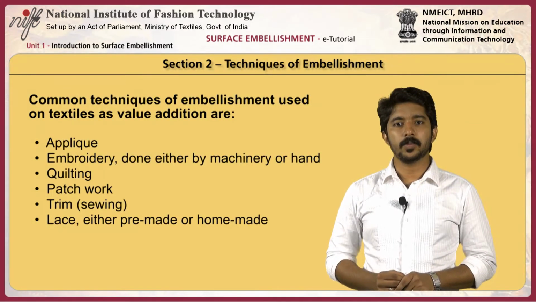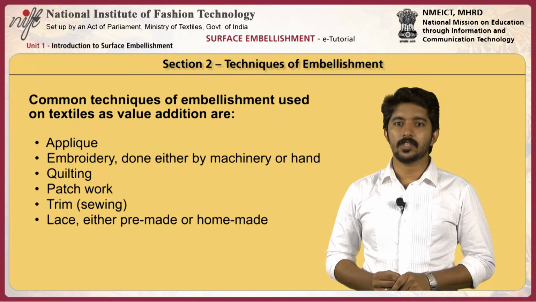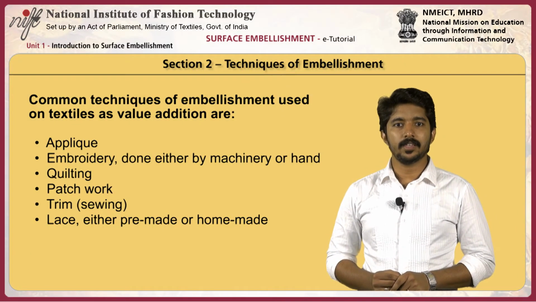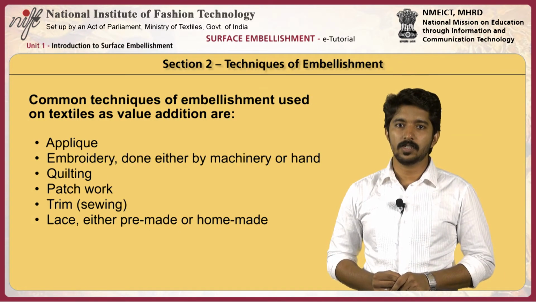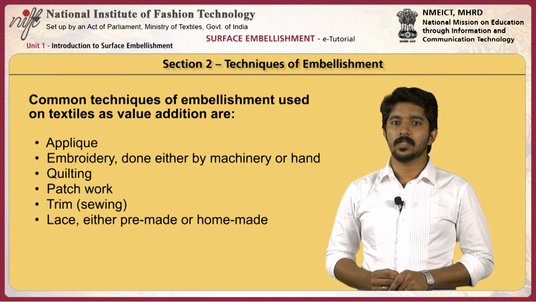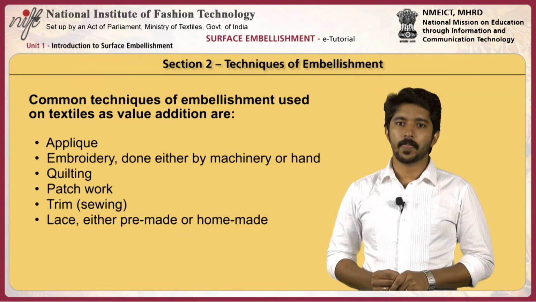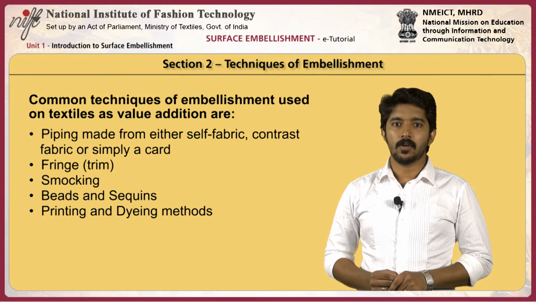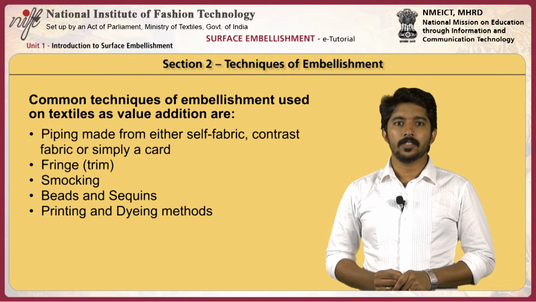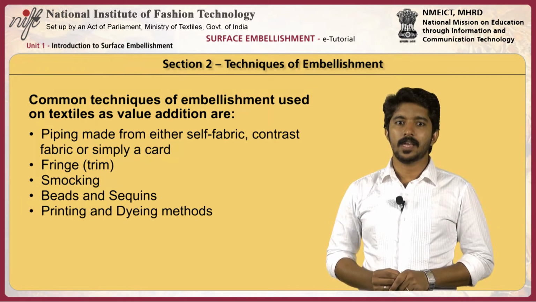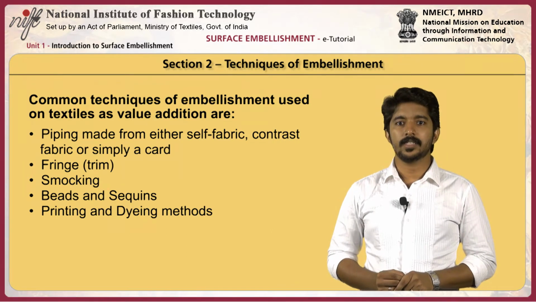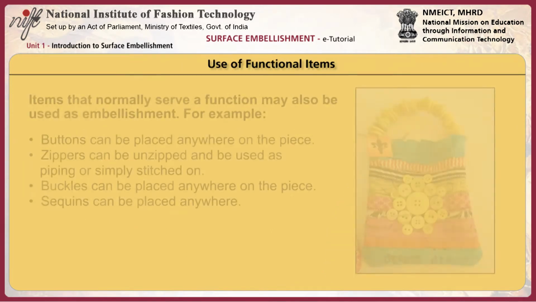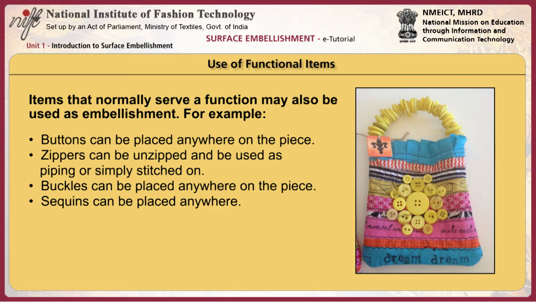Common techniques of embellishment used on textiles as value addition are applique, embroidery done either by machine or hand, quilting, patchwork, trim, lace, either pre-made or homemade, piping made from either self fabric or contrast fabric or simply a cord, fringe, smocking, beads, sequins, printing and dyeing methods. Items that normally serve a particular function may also be used as embellishment.